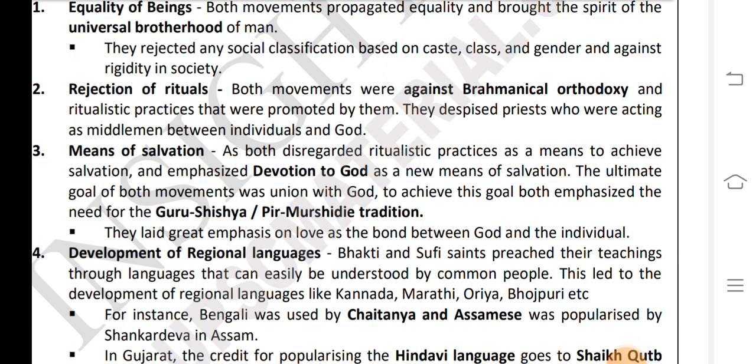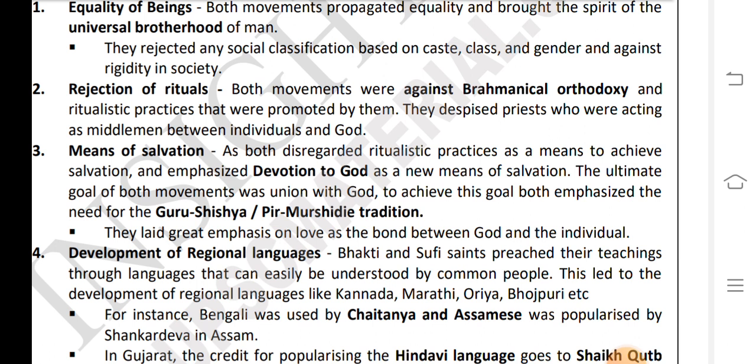Changes brought by both the Bhakti and the Sufi movement in Indian society. Equality of being. Both movements propagated equality and brought the spirit of universal brotherhood of man. They rejected social classification based on caste, class, and gender, and were against the rigidity in society.